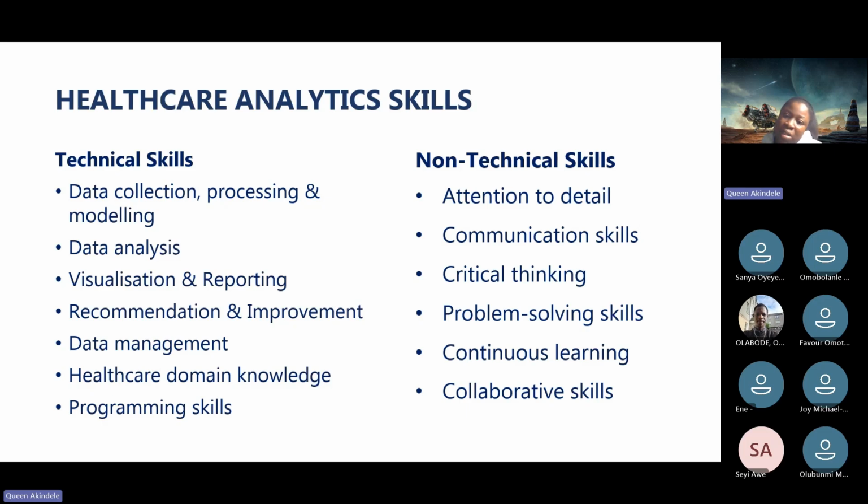For the non-technical skills, we want to look at attention to detail. Basically, I would normally refer to this as soft skills, because beyond having technical skills, the soft skills are really, really essential. So I want to look at being able to pay attention to details. You have to be able to spot patterns, spot abnormalities in your line of work.